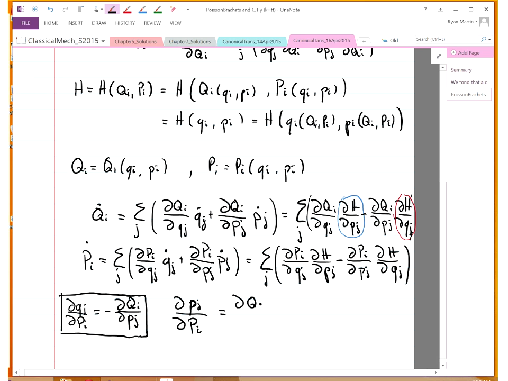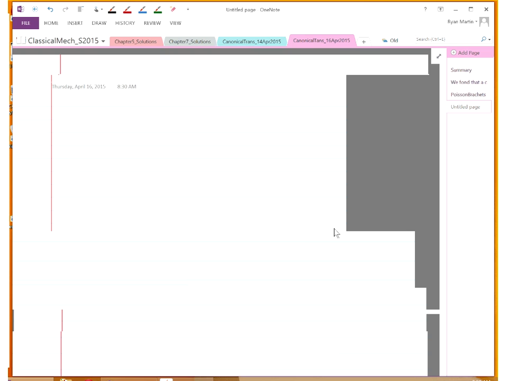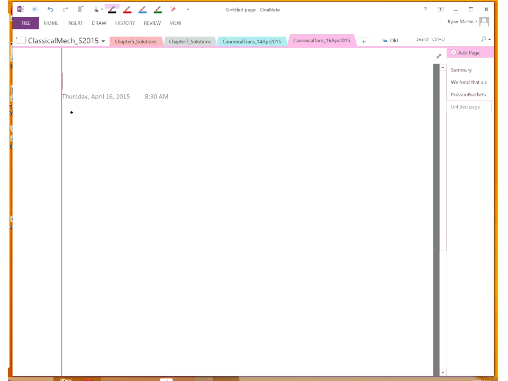Let's see, put on here. Try to make my lowercase p and uppercase P different. So in the top one we have ∂p_j/∂P_i, and in the bottom term we have ∂Q_i/∂q_j. Yep, so let me write that in, so you get the idea.